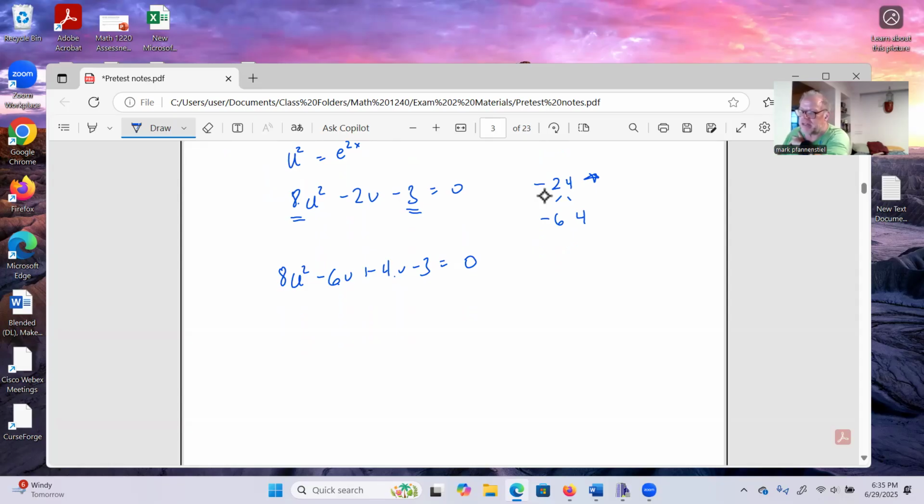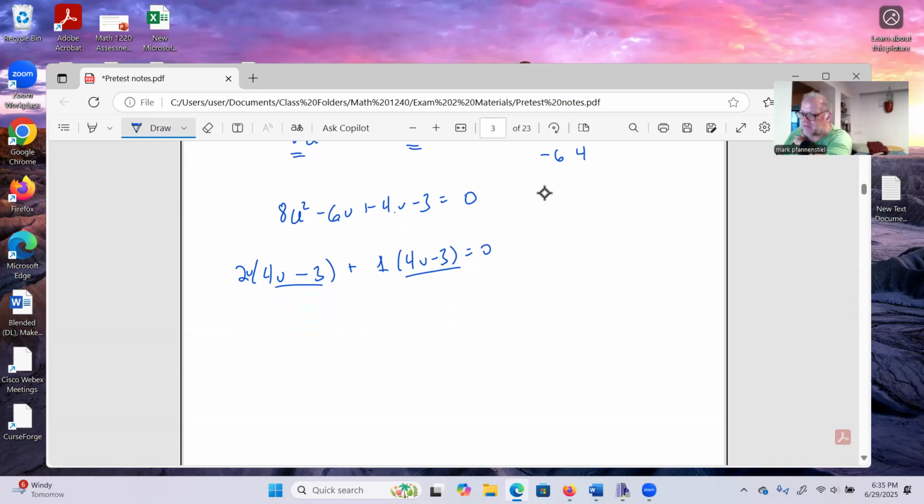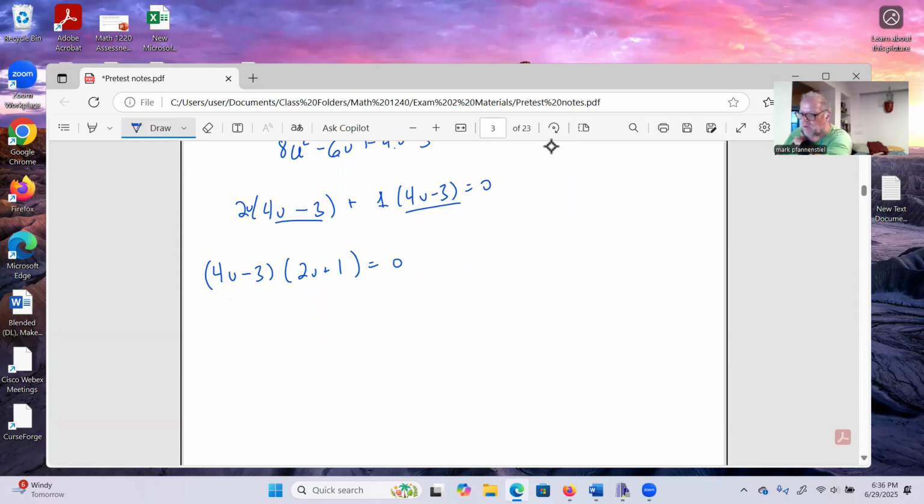All right. When I'm looking at this, the first thing I notice is that the 6 and the 8 can pull out a 2. So we'd say this is 2, and with the 4u and 2u, we can pull out a 2u, and I've got a 4u minus 3 here. And then I've got a 1 times 4u minus 3 equals 0. Since my 4u minus 3's are the same, we can factor that through. So that's 4u minus 3, and then I've got a 2u plus 1 equals 0. Now we can solve that: 4u minus 3 equals 0, or 2u plus 1 equals 0.